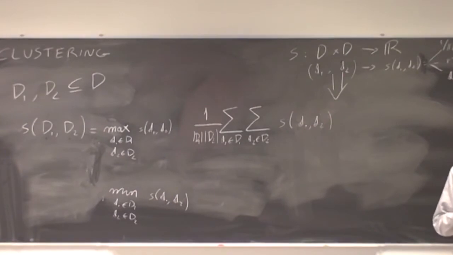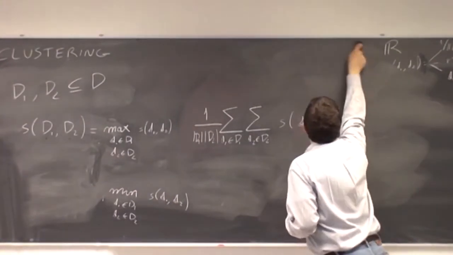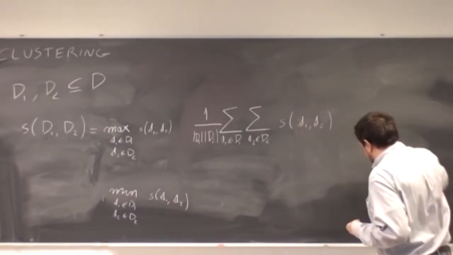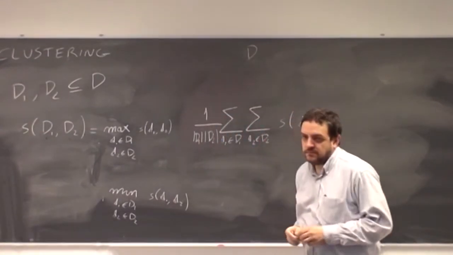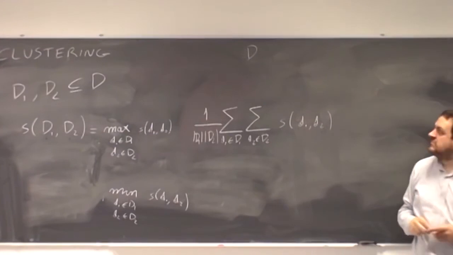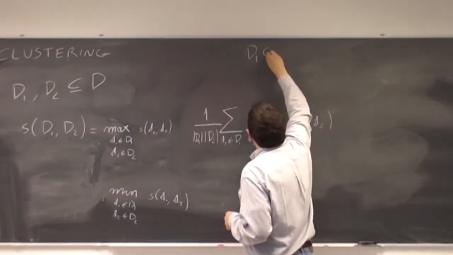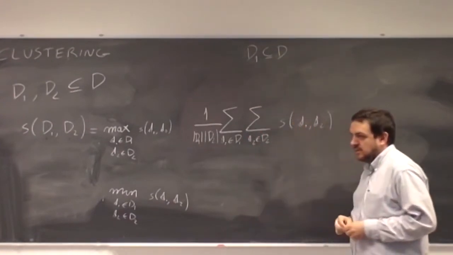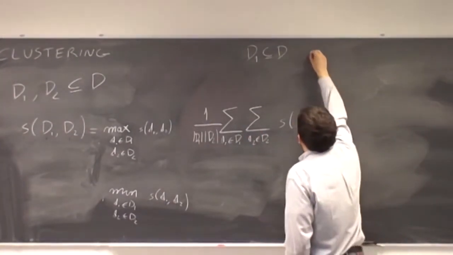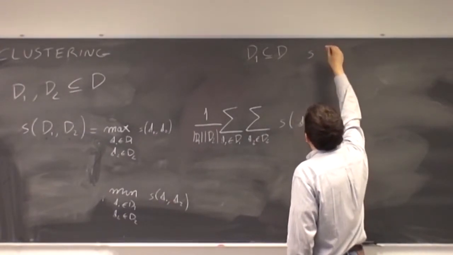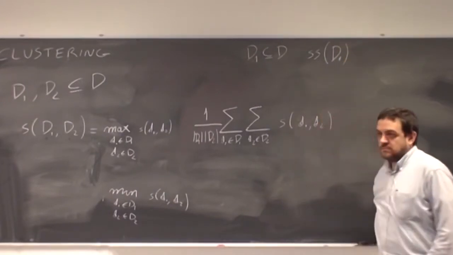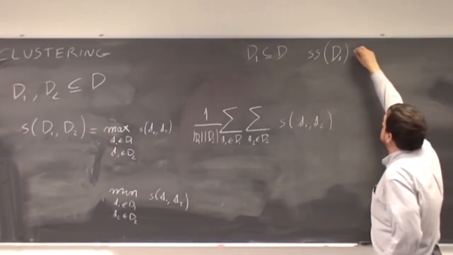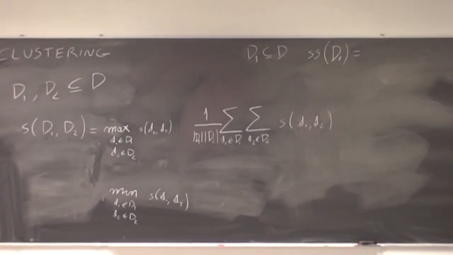Another definition, the last one. We first need to define, given one set D, the complete set, let's take D1 a subset of D. We can define the self-similarity of the set D1 as the average, the arithmetic mean, of all similarities between elements in D1.